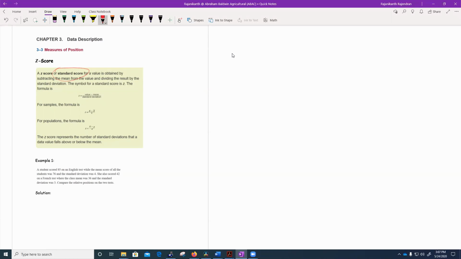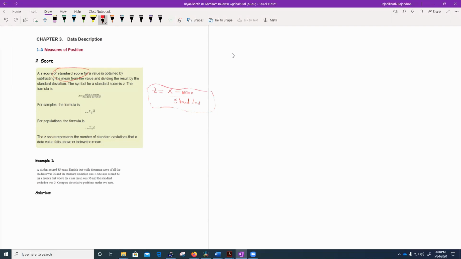So the little z of a given data value, suppose you have the original data value x, is simply given by: take the data value, subtract the mean of the data set, then divide by the standard deviation of the data set. Okay, so we are going to use this formula to find the z-score or standardized z-score.